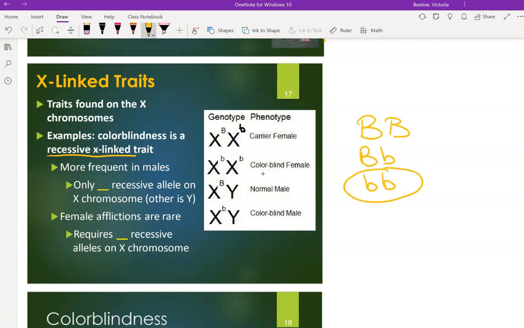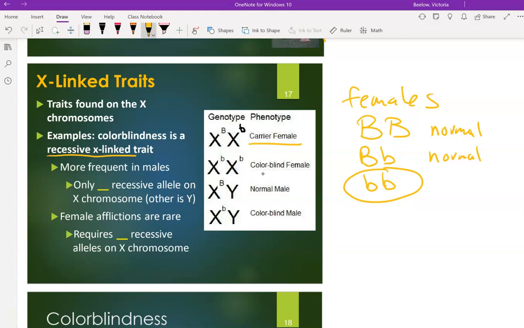This right here is somebody who would be colorblind. This is someone who wouldn't be colorblind. However, you have to remember that we're talking about these things on X chromosomes, so this applies for females. If a female is homozygous dominant, then she would be normal. She wouldn't be colorblind. If she is heterozygous, she would also be normal, but she would be considered a carrier. So she's not colorblind, but she's carrying the trait for colorblindness.